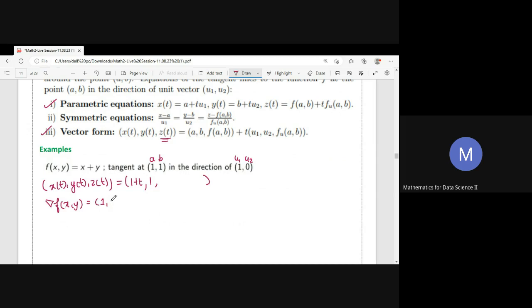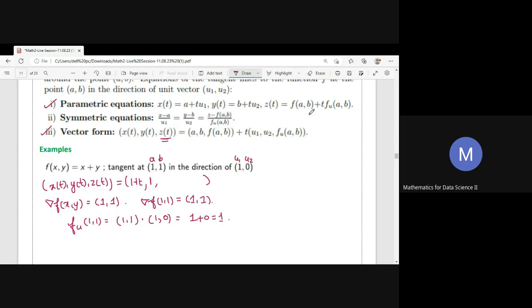Y, it is simply 1 comma 1. Yeah, 1. Right? And so for any point also it is going to be the same. And your unit vector is here. So what is your f_u at 1 comma 1? It is 1 comma 1 dot 1 comma 0, which is 1 plus 0, 1.